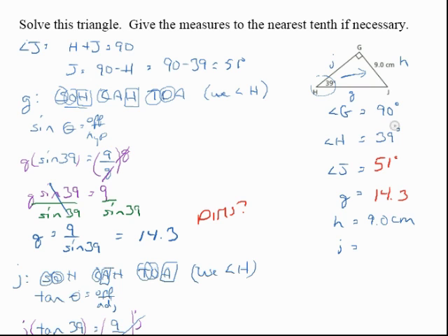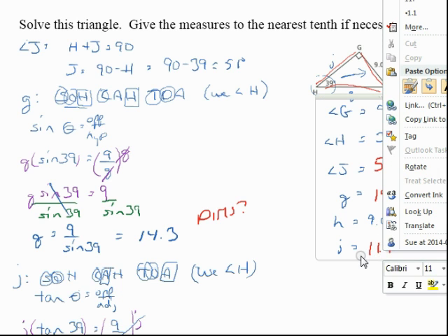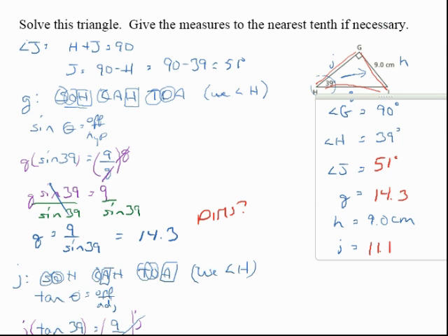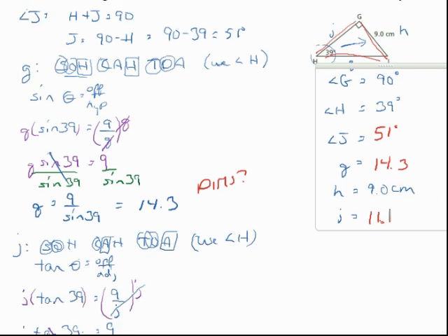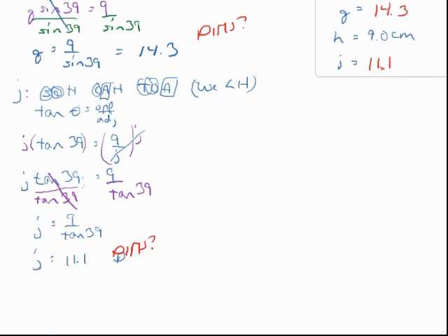So this side here is 9. This side here is 14.3. Is 11 a good number for that? Yeah, I would say so. So that's 11.1. So are we done? Not quite, because we should take the time to check this answer.